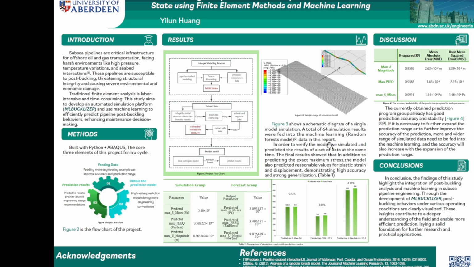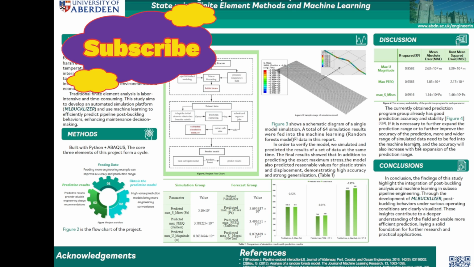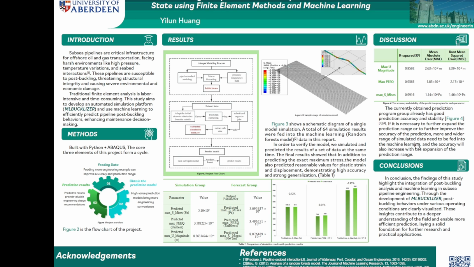If you think about impact and future, then this work proves that AI can significantly speed up offshore pipeline integrity assessment. The next steps in this area will include extending this MLBUCKLIZER to lateral buckling and complex seabed pipeline interaction, which we use a very simplified interaction between the seabed and pipeline in this case. And also even real-time structural health monitoring through digital twins.